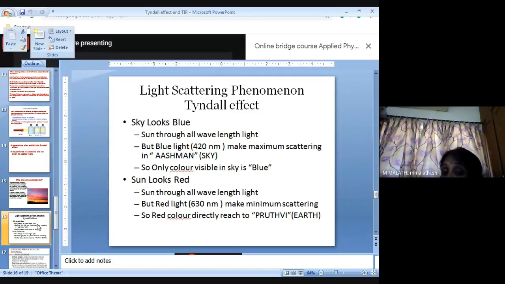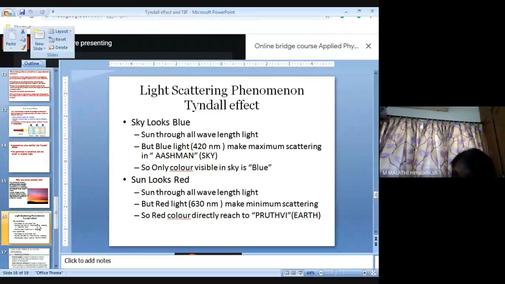Now, light scattering phenomena in the Tyndall effect. Why does the sky look blue? The sun allows all the wavelengths to pass through. But blue light has maximum scattering in the sky, because blue light has a shorter wavelength, so it makes maximum scattering in the sky. So the only color visible in the sky is blue.